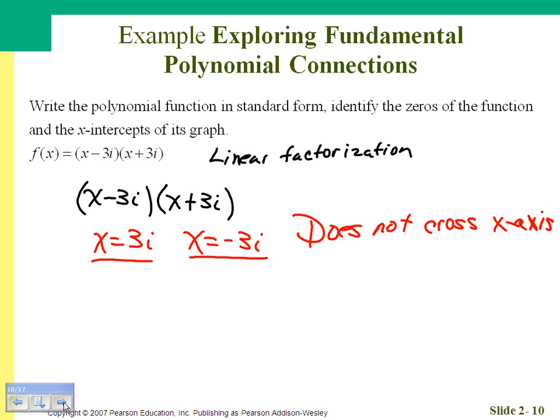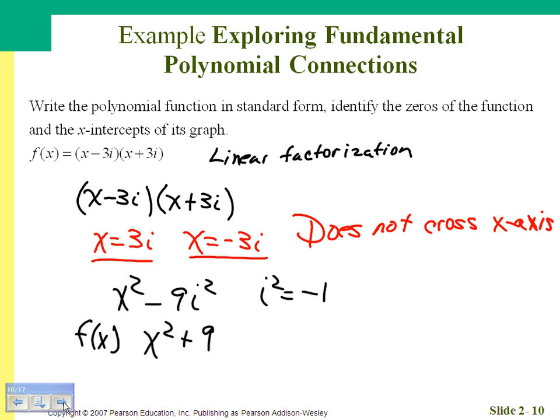We can FOIL this to get the solutions. When we multiply it out, we'll end up with x squared, the middle terms will cancel out, minus 9i squared. If you recall, i squared equals minus 1, so this turns into x squared plus 9, and that is our function. f of x equals x squared plus 9.